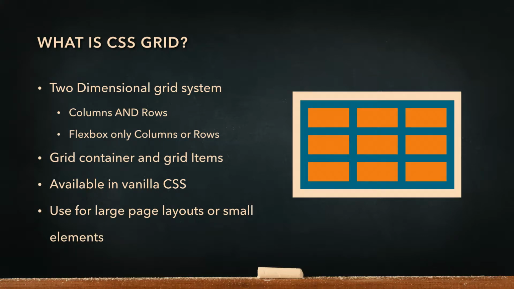It's available in vanilla CSS. As I mentioned before, a lot of modern browsers support it, and older browsers like IE 10 and 11 support some of the properties within CSS Grid. So you don't need any sort of browser extension or framework to get it working. You just type in your CSS as usual and use the properties for CSS Grid, and it works. And it's great for large page layouts. So let's say you're laying out your page, your header, your main content, sidebar, and footer. It's great for instances like that. But you can also use it for smaller elements as well. It's not just limited to that kind of instance.